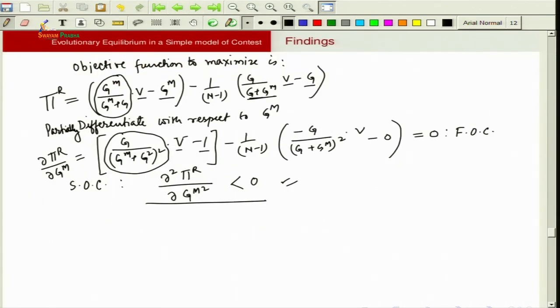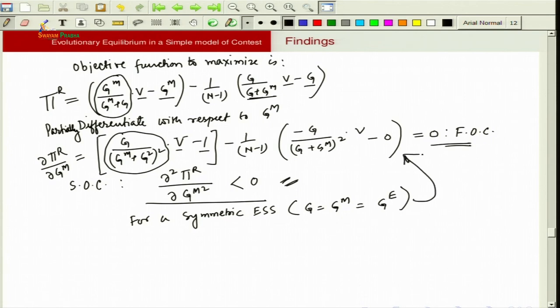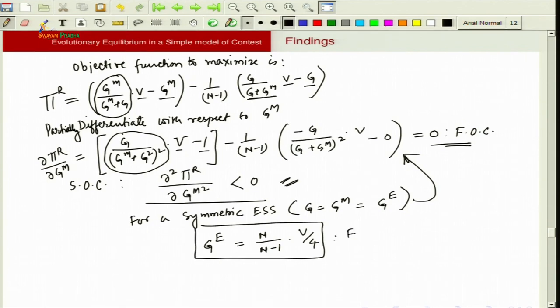Given that this second order condition is also satisfied, if we solve the first order condition, then we get that for a symmetric ESS, what does that mean? It means G equal to GM in the symmetric case, equal to some GE, the ESS value. If we put this in the first order condition, we get GE equal to n upon n minus 1 into V by 4. So, this is our finite population ESS.